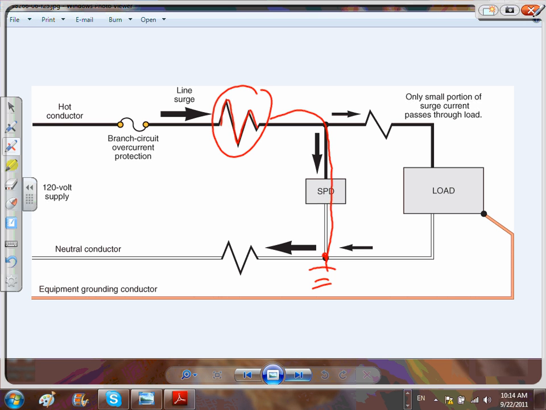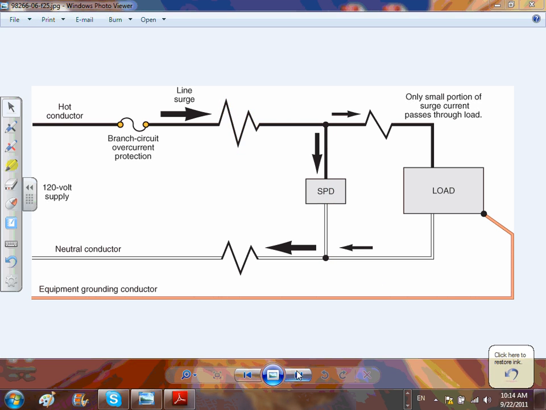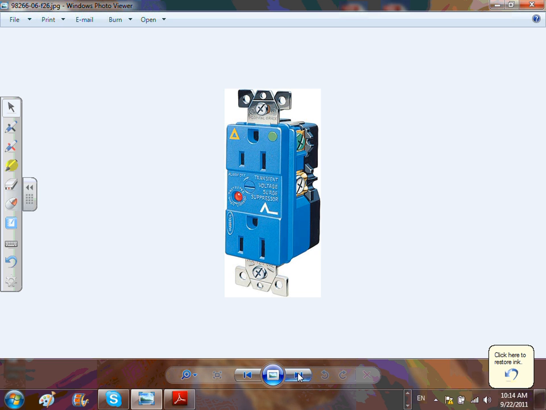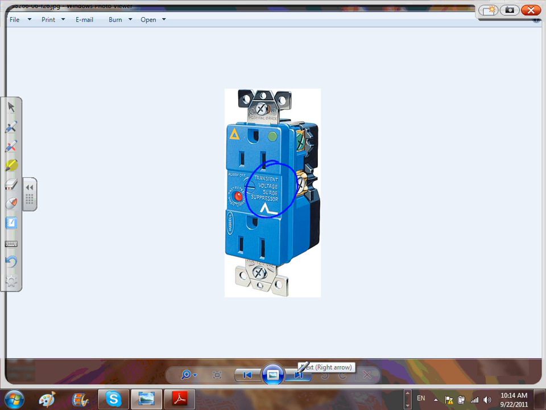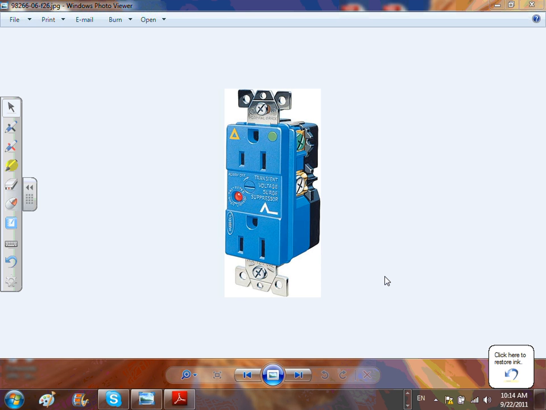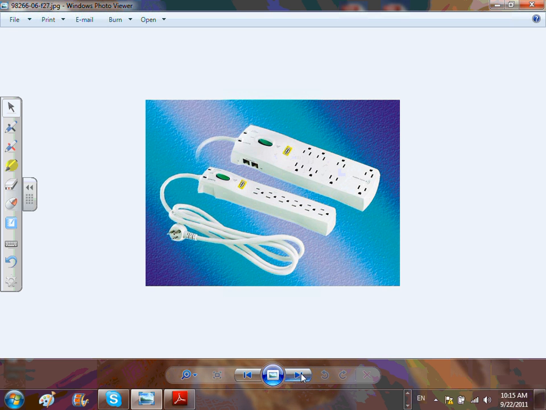So here are the transient voltage protection devices. Anybody installed any of these? Not a code requirement. Where would you install things like this? Plasma TVs, all this sensitive electronic equipment, or electronic equipment in general. Plasma TVs, laptops, you name it. Almost everything has computer equipment in it now, a chip or something.